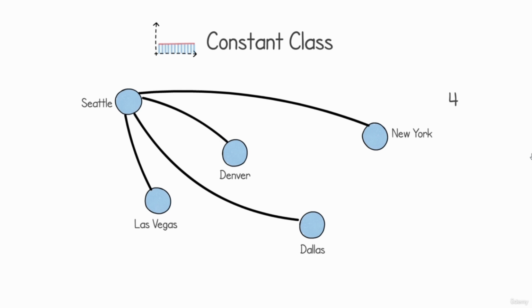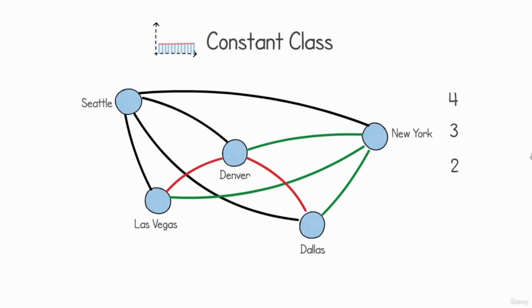Then we move on to the next node, which in this example is New York, and this time we have 3 edges. So we add 3 to our result variable. And then we move on to Denver and we add 2 edges. And after that to Las Vegas, adding 1 edge to Dallas, and then from Dallas adding 0 edges. As you can see over here, the pattern is simply adding 4, 3, 2, 1, and then 0. So we start from 1 less than the total number of nodes that we have and go down all the way to 0.